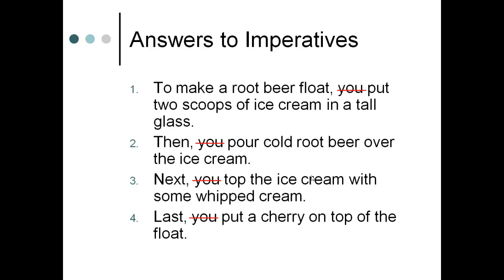All right, how did you do? Yes, some of you guessed it, right? All you had to do was to scratch out the you. For example, sentence 1, to make a root beer float, put 2 scoops of ice cream in a tall glass. That would be vanilla ice cream for me. 2, then pour cold root beer over the ice cream.